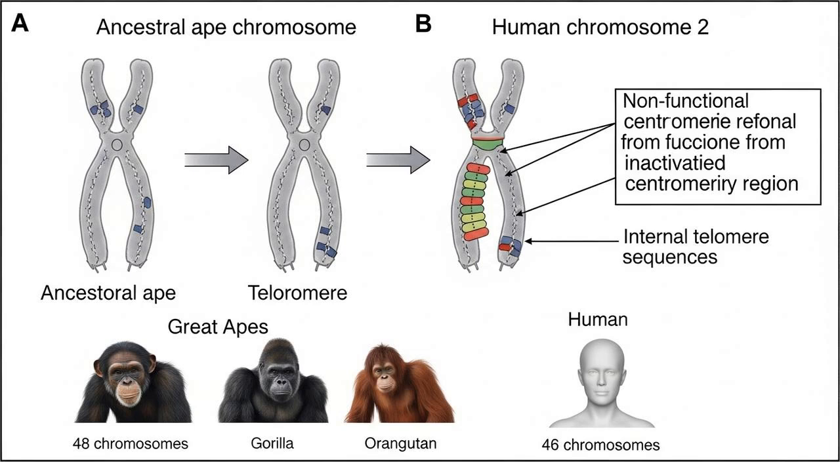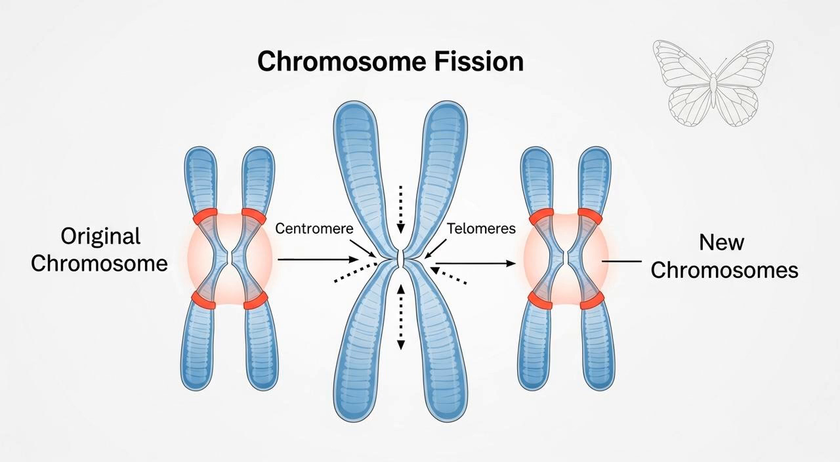We have even seen this happen in the lab. Recently, scientists successfully fused chromosomes in mice, creating a new, stable karyotype, proving that such a major evolutionary leap is entirely possible. The opposite of fusion is fission, where one chromosome splits into two. This increases the chromosome number.